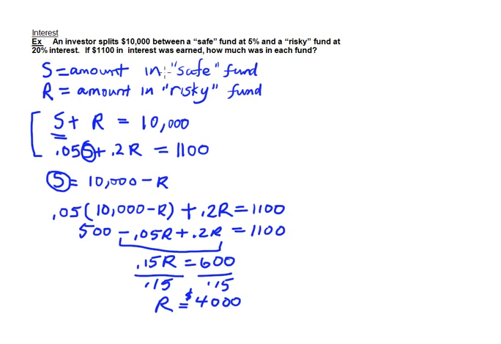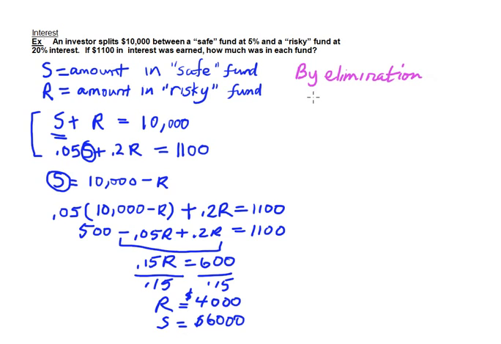So to answer the question, how much was in each fund, we've got $4,000 in the risky fund, and then in the safe fund, we're just going to go back to the original equation. If R is $4,000, S is going to be 10,000 minus the 4,000, and that's going to give us $6,000. So this is how we would solve it using substitution. If we wanted to, we could solve the same problem by elimination. So let's do that.